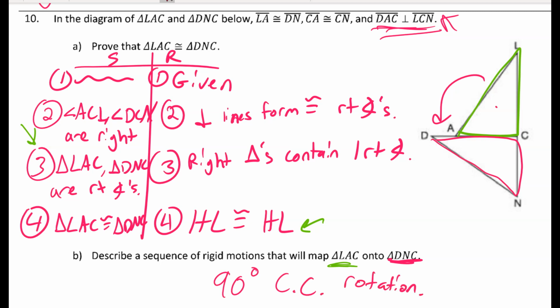But be careful, because that's not enough. I'm going to say about point C. So when I'm stating a rotation, I need two things. I need the degree and the direction, and the point about which I am rotating. So if I rotate it 90 degrees, LC would line up with DC and everything would be okay.